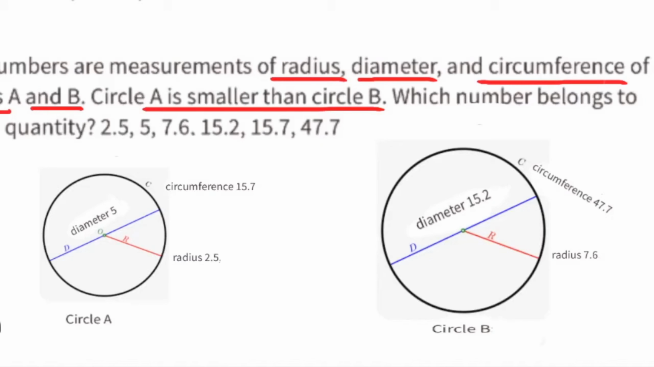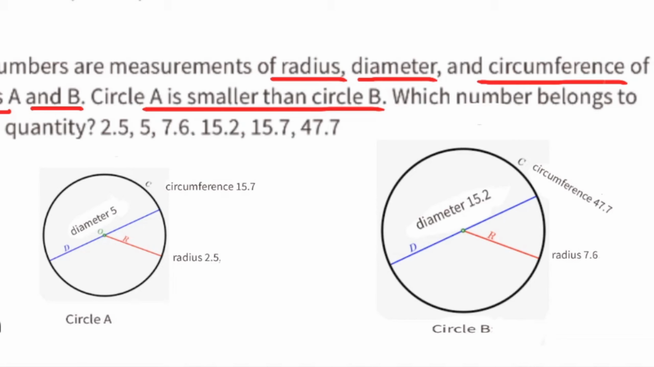We have a 2.5 and a 5. The 5 could be the diameter of the smaller circle, and 2.5 could be the radius of the smaller circle, since the radius is half the diameter. To find the circumference, we need to multiply 2 times pi times the radius, and 2 times pi times 2.5 equals 15.7, so 15.7 could be the circumference for circle A.